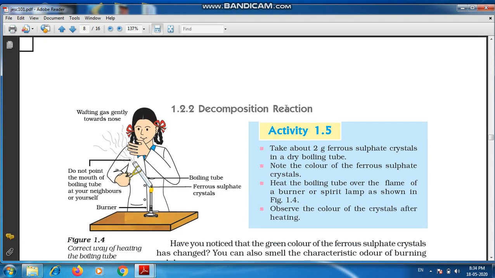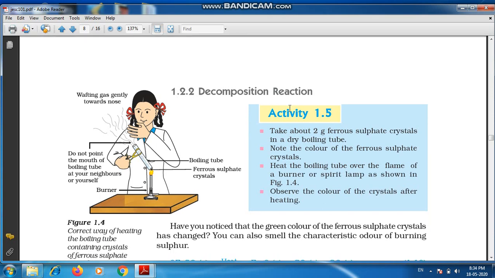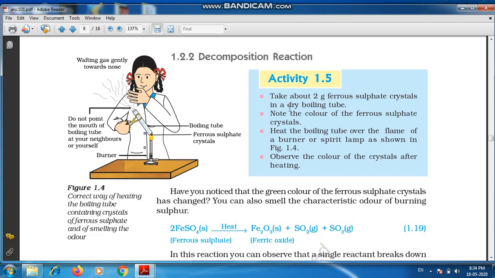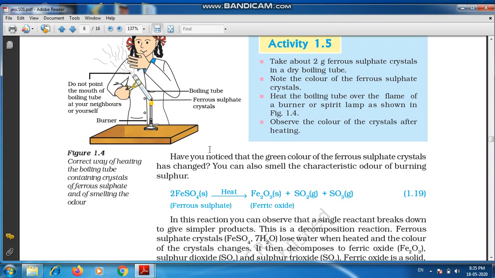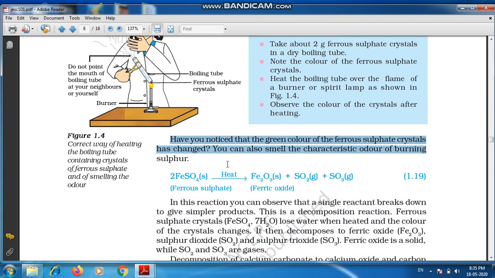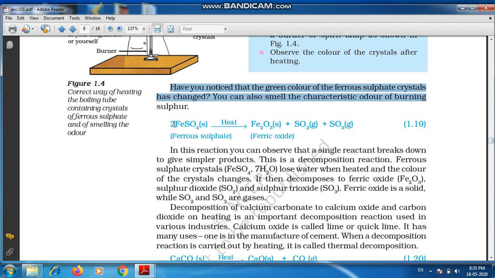The second one is the decomposition reaction. I think the word itself says that something is getting decomposed. Activity 1.5 is there: take 2 gram ferrous sulfate crystals in a dry boiling tube. Note the color of the ferrous sulfate. We will notice that the green color of the ferrous sulfate crystals has changed. So what is the reaction?